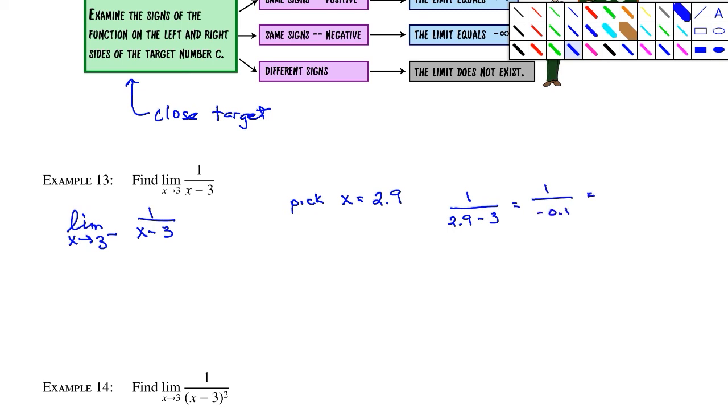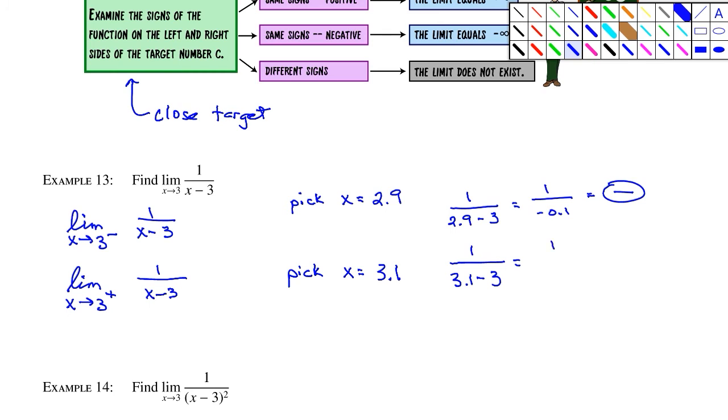And actually, you know, I don't even care what the value is. I just care what the sign is. This is a negative value. That's all you need to know. You could figure out the number, doesn't matter. Now let's look at the right side. The limit as x goes to 3 on the right side of 1 over x minus 3. So to test this, we're going to pick a number that is slightly greater than 3. So I'm going to pick x is equal to 3.1. So this is going to be 1 over 3.1 minus 3, which is 1 over 0.1. That's a positive number divided by another positive number, which is positive.